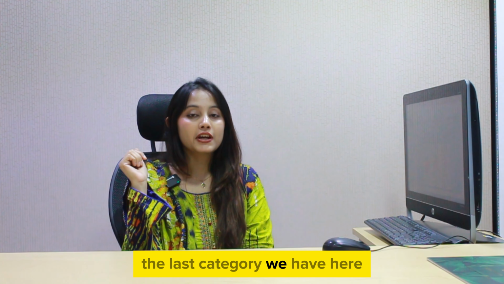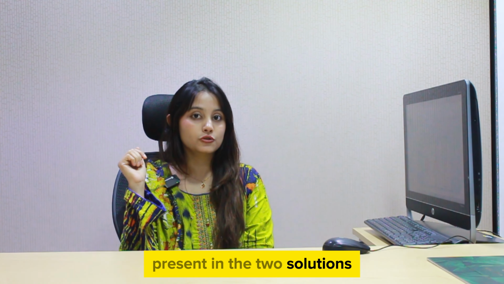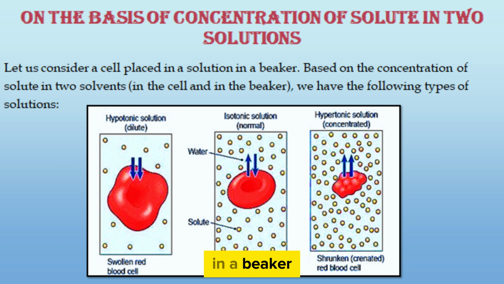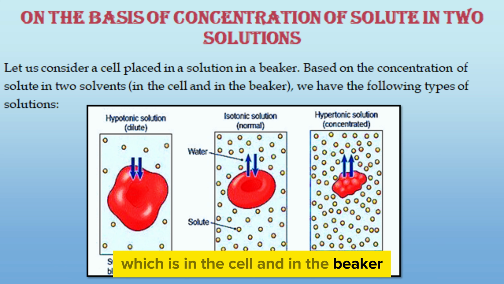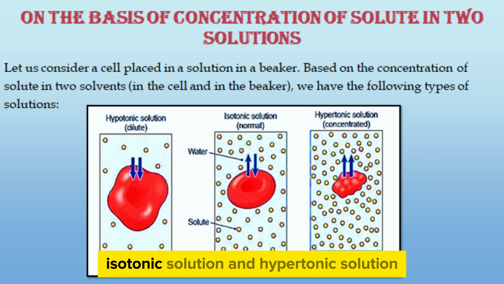The last category we have here is on the basis of concentration of solute present in the two solutions. For this, you need to consider that a cell is placed in a solution in a beaker. Based on the concentration of solute in the two solutions, which is in the cell and in the beaker, we have the following types of solutions: hypotonic solution, isotonic solution, and hypertonic solution.